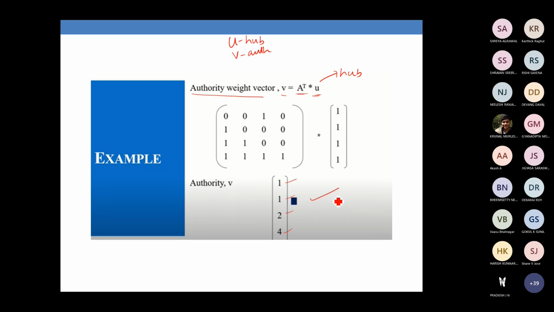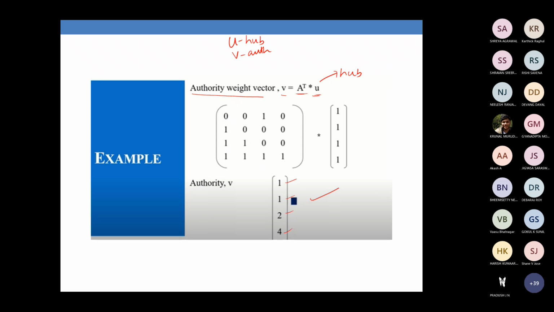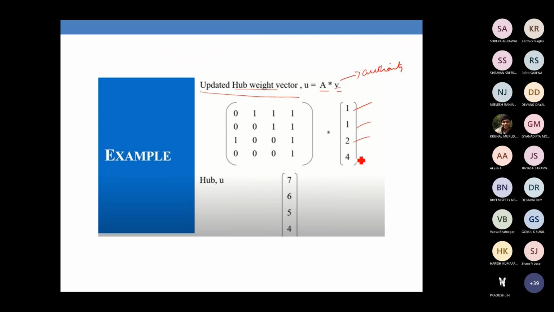This is the updated authority weight. The next thing is you have to update the hub weight. How to do that? You multiply it with V. What is V? V is the authority weight. From where will you get V? You go to the previous step. The V which we got in the previous step is going to be used over here. So this is the new hub score.